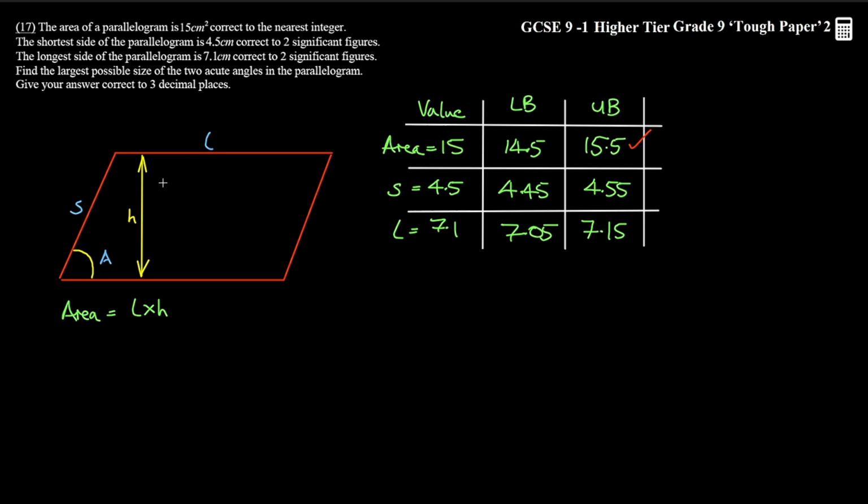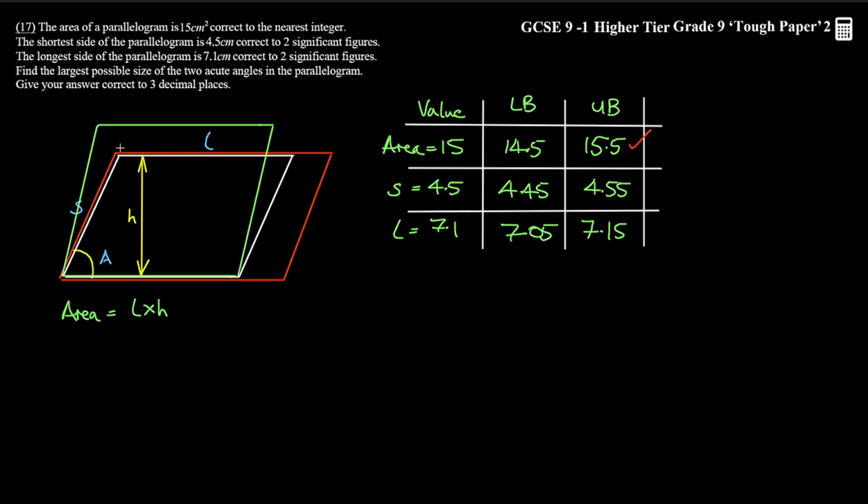And the reasoning is this. Assume the area is fixed. If I go for a shorter L, clearly my area has gone down. And to compensate for that shorter length, I'd have to increase the separation between them, and therefore the angle A would go up. So I need the lower bound of the longest side, and the same argument is true for the S side. So I'm going to need the lower bound of S as well.